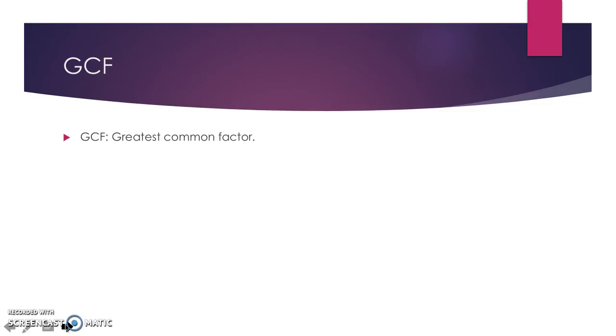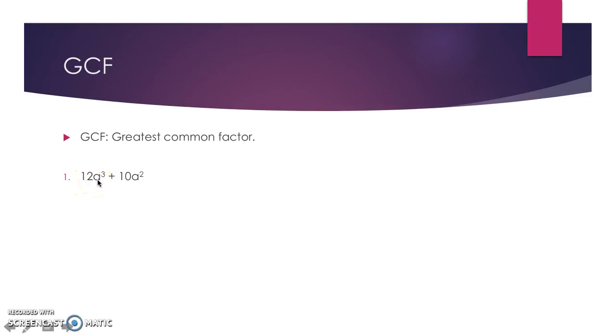The greatest common factor. GCF stands for the greatest common factor. So, we have in our first example 12a cubed plus 10a squared. We want to find the greatest common factor of both of those terms. Okay, so we're looking for what these terms have in common. In this case, both 12 and 10 are divisible by 2, and that is the greatest common factor.